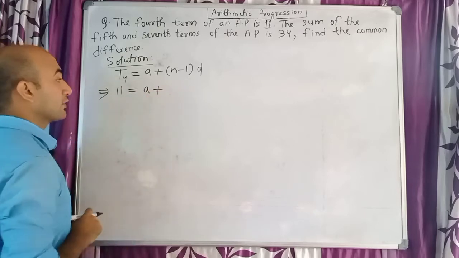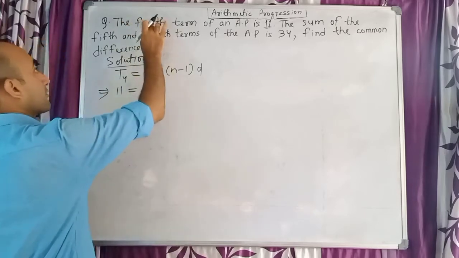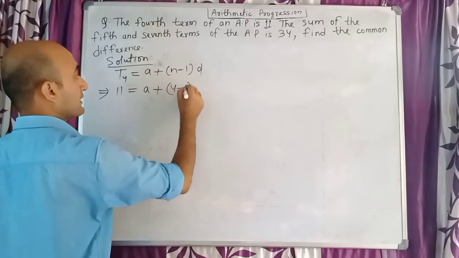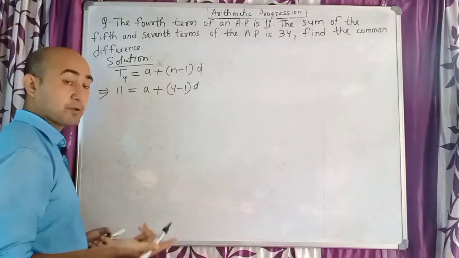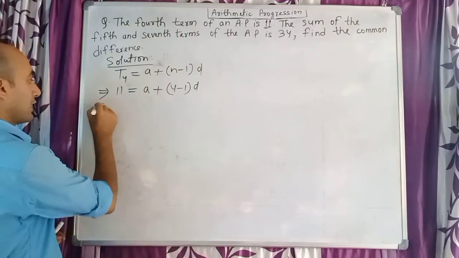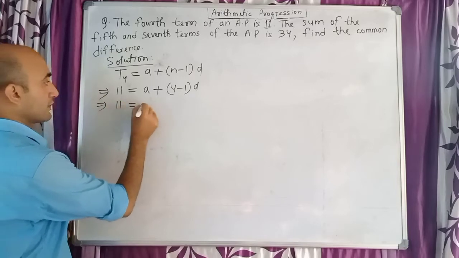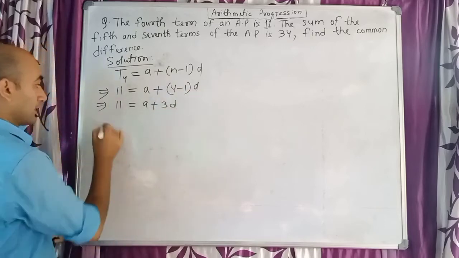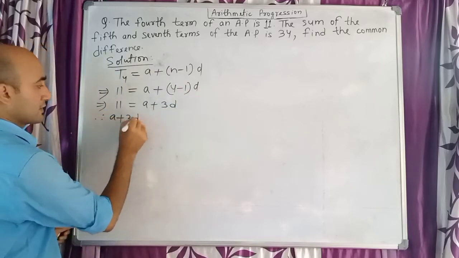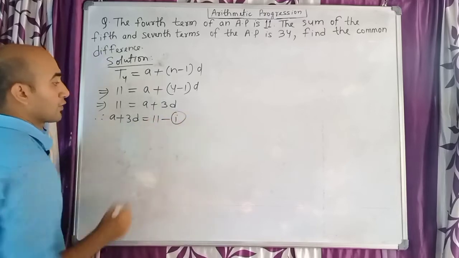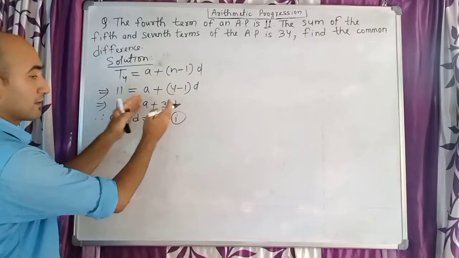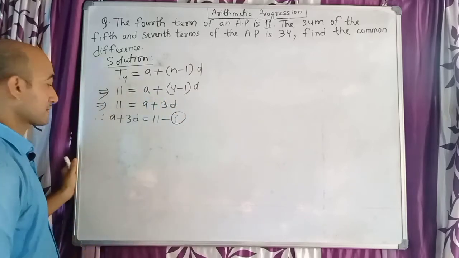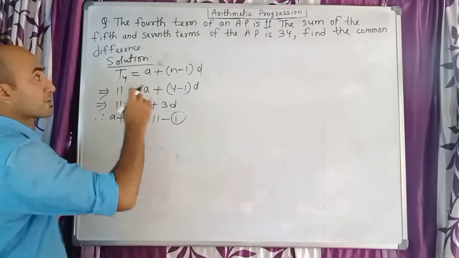A is not given, write A only. Fourth term means the number of the term is 4, so write 4 in place of n: 4 minus 1. And D is not given, write D only, because you have to find the D value. Now finally 11 equals A plus 4 minus 1, which is 3, and 3 into D is 3D. So you interchange it: A plus 3D equals 11, equation 1. Interchange means bring the right hand side number to the left hand side and the left hand side to the right hand side. Now we'll go for equation 2.